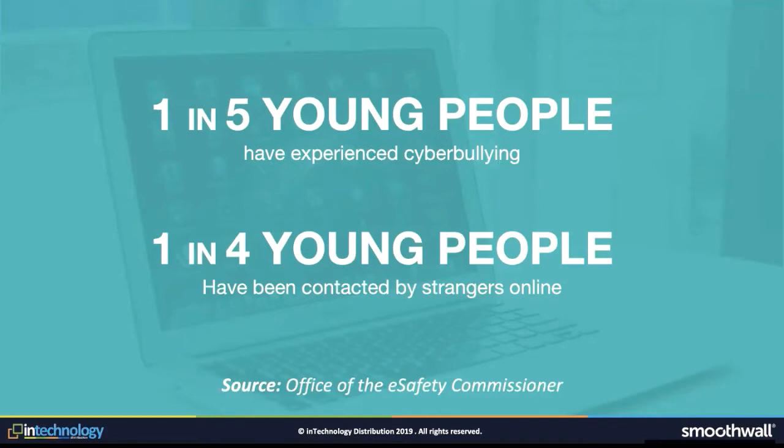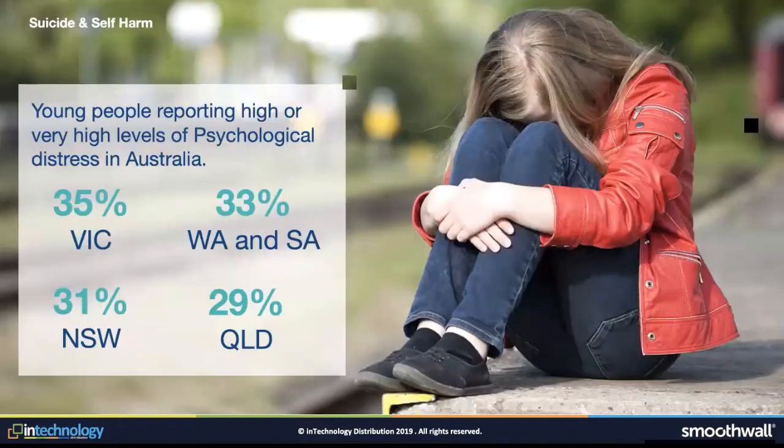So the place where this behavior is happening is certainly online, and our young people are certainly involved with it. Because of the levels our young people are being subjected to, we've got very high levels of psychological distress across all our states and territories. Over a third of most school kids these days are experiencing those high levels of psychological trauma.